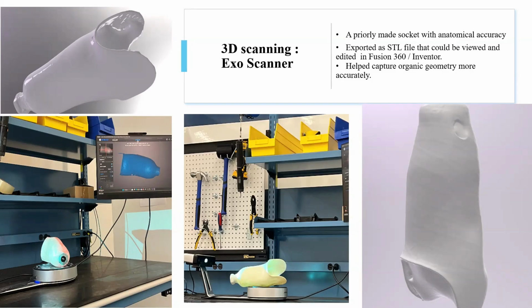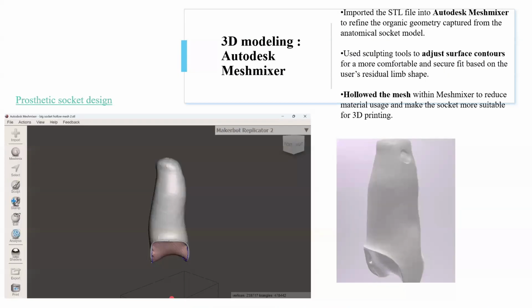So we used another priorly made socket that does have anatomical accuracy, and we scanned it using a 3D scanner, and that STL file would be edited in a CAD editing software, and that would help make it so we'd end up with a good shape.